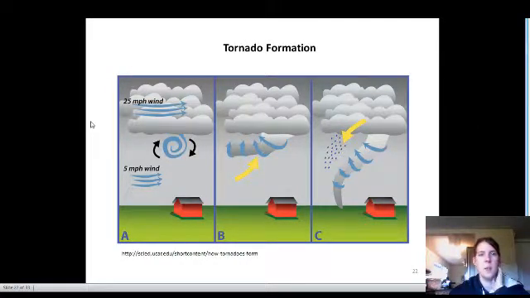So this is showing a tornado formation. So we've got faster winds up here.